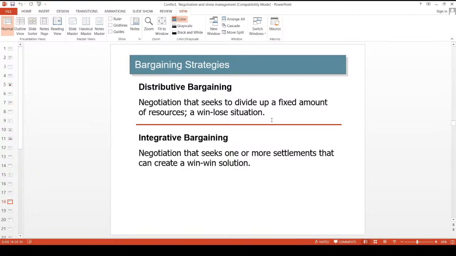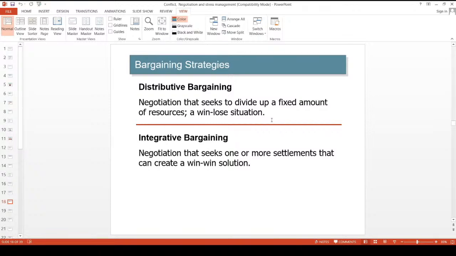There are two bargaining strategies. One is termed as distributive bargaining, the other one is termed as integrative bargaining. Let's discuss distributive bargaining. Negotiation that seeks to divide up a fixed amount of resources, that is the win-loss situation.